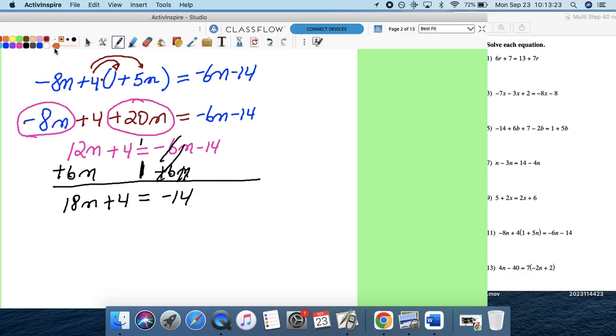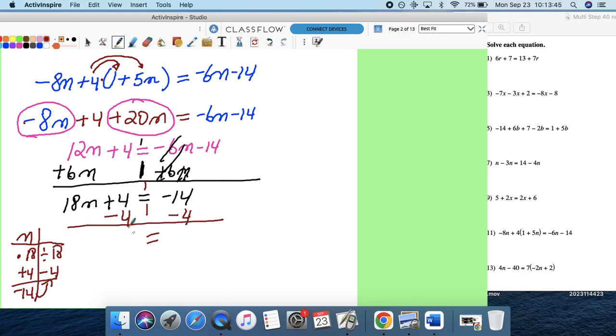On this corner right here, I'm going to do my little guide. I have a variable n. It's being multiplied by 18 and then add 4. And it equals negative 14. So the first inverse operation I'm going to do would be minus 4 and then divide by 18. So let's do that. First thing first, minus 4 over here and minus 4 over here. 18n comes down. 4 minus 4 will be 0, so I don't need to write it. And then negative 14 minus 4 is negative 18.